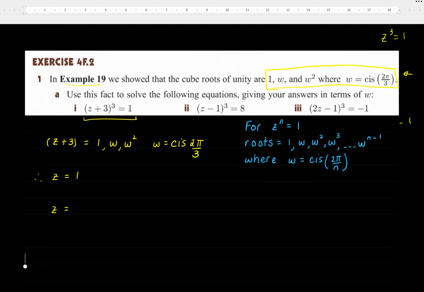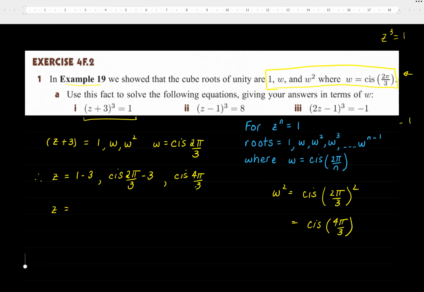So to get rid of the plus 3, we're going to take 3, and so w is cis 2 pi over 3, and we'll take 3. Now w squared, and I should write that in there, but I'm not leaving myself too much room, but that is there, and from de Moivre's theorem, we know that that becomes cis 4 pi on 3. So my other root would then be cis 4 pi on 3 minus 3.